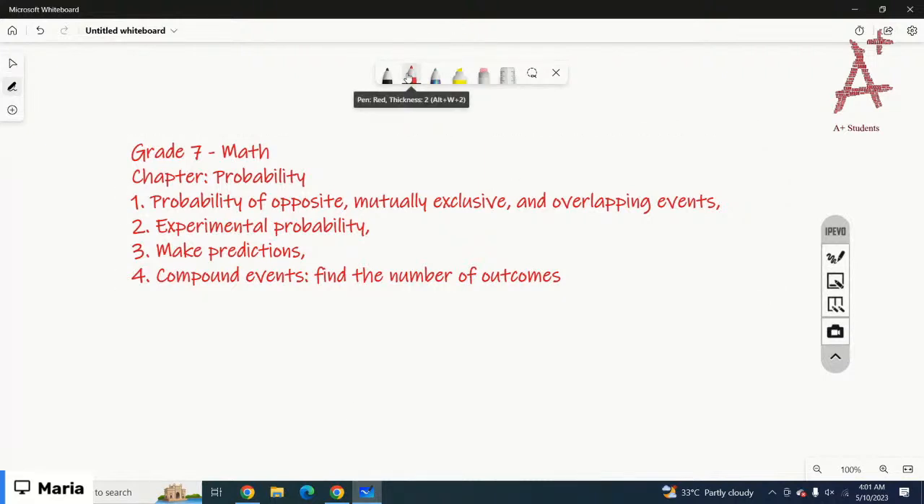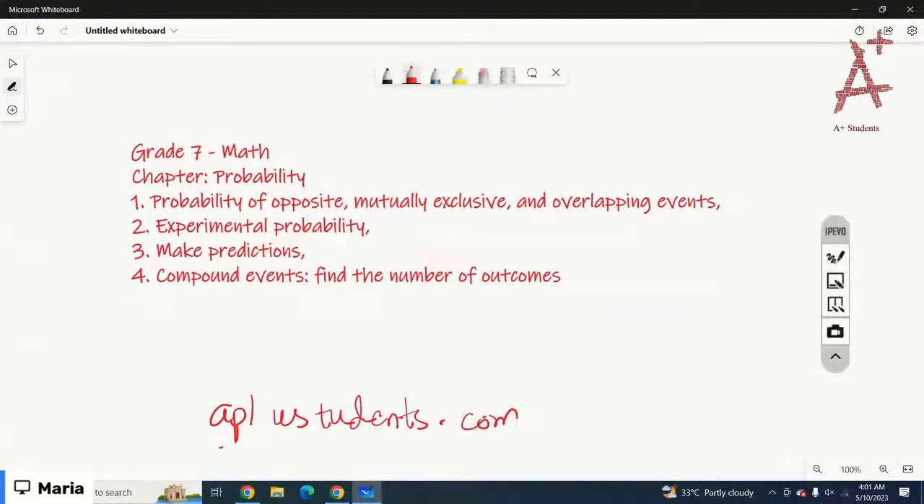So you can find all the lessons on aplusstudents.com. You have to log in there using your email address, and the password is provided by the administrator. Then you have to select math from the subject tab. Scroll down to grade 7 and then click on view all lessons. So there you can find a list of the chapters.